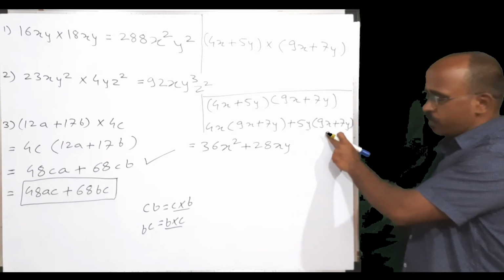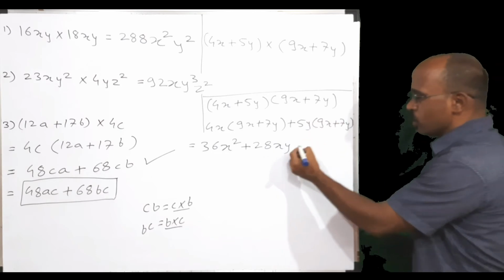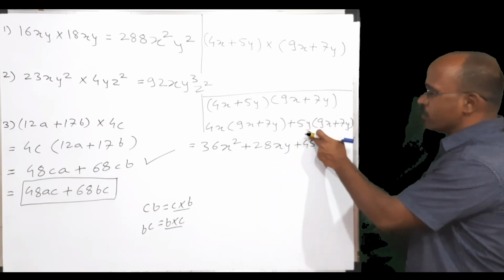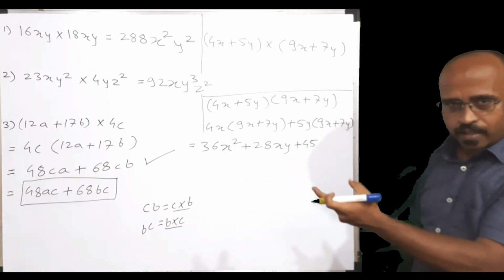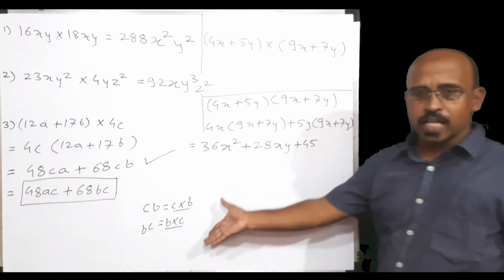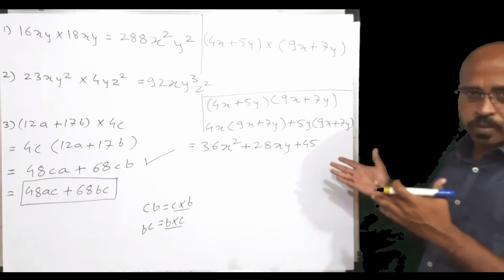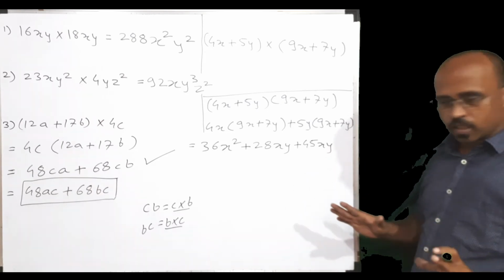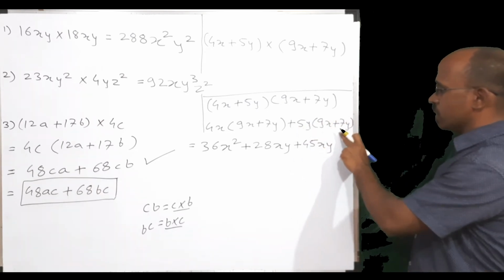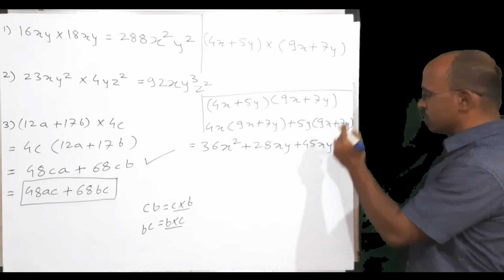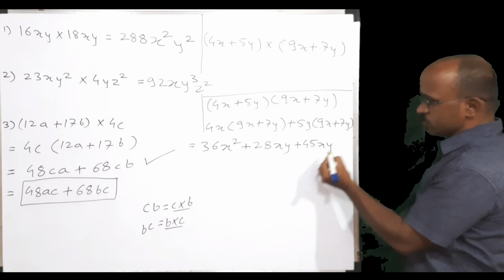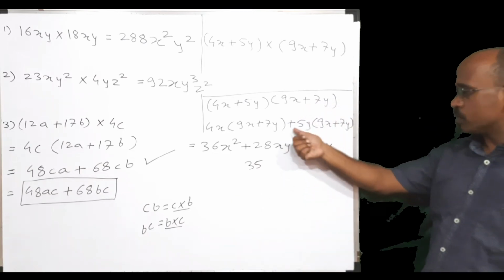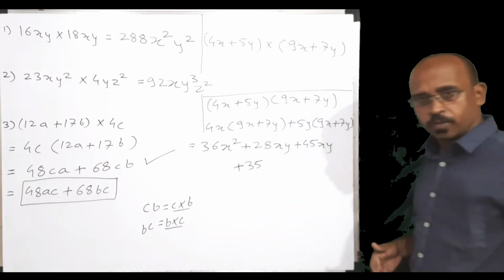Next, plus 5y multiplied by 9x. 5 9s are 45, symbols plus plus plus, so plus 45. Variables yx. We can write directly yx, but as we have discussed, we will write in the order of ABCD, so we will write it as xy. 45xy. Done. 5y multiplied by 7y. 5 7s are 35. Symbols plus plus plus, so plus 35.